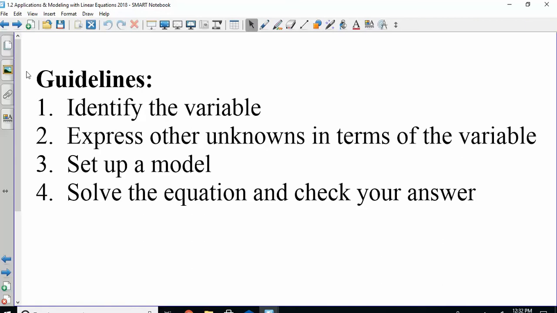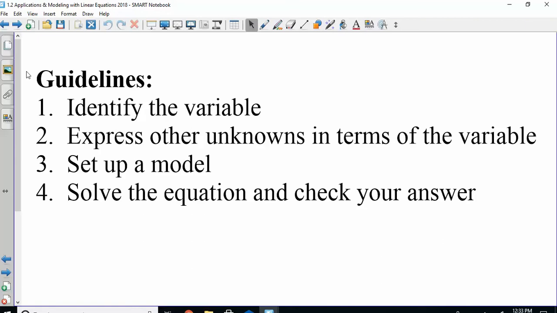Second thing, express other unknowns in terms of the variable. At this point in our class, we do not know how to solve equations for multiple variables at a time. If I give you an equation with an x and a y in it, we don't know what to do with that. So we can only have one variable. So if there's multiple things we don't know, we have to put them in terms of that one variable, and that's all. Third thing, set up a model. That's the equation. Write some kind of equation. Then we will solve it and check our answer.